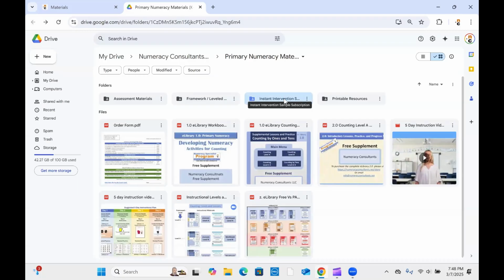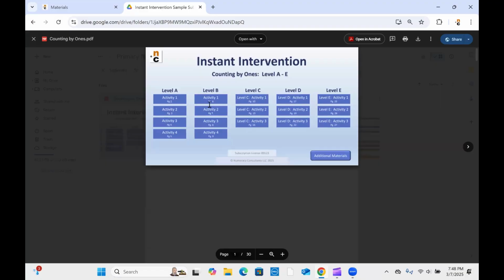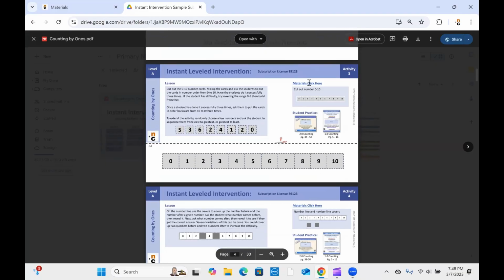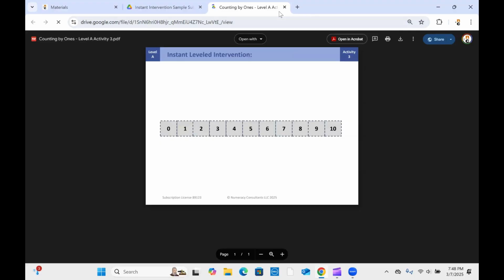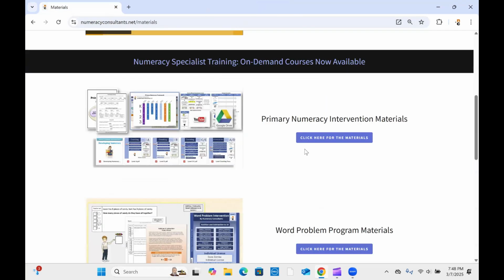You have instant intervention. Please don't forget about that. This is the instant intervention, and this is exactly it. You just go through here. You find the lesson you want. You can go ahead and zoom in on it. You have your lesson card. You click right here. The materials pop up. You go ahead, you print it. Less than 2 minutes of prep for that. So you have that instant intervention.